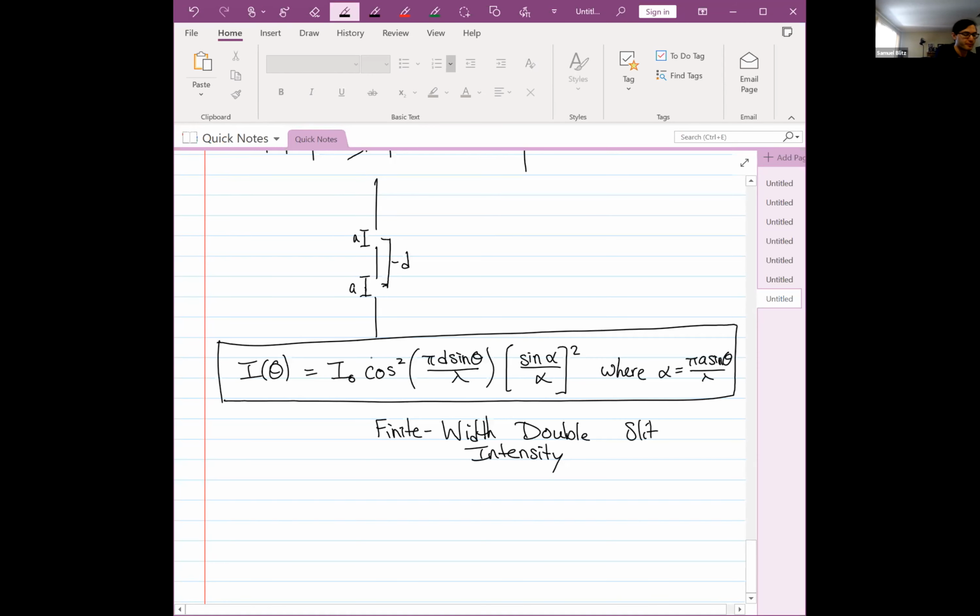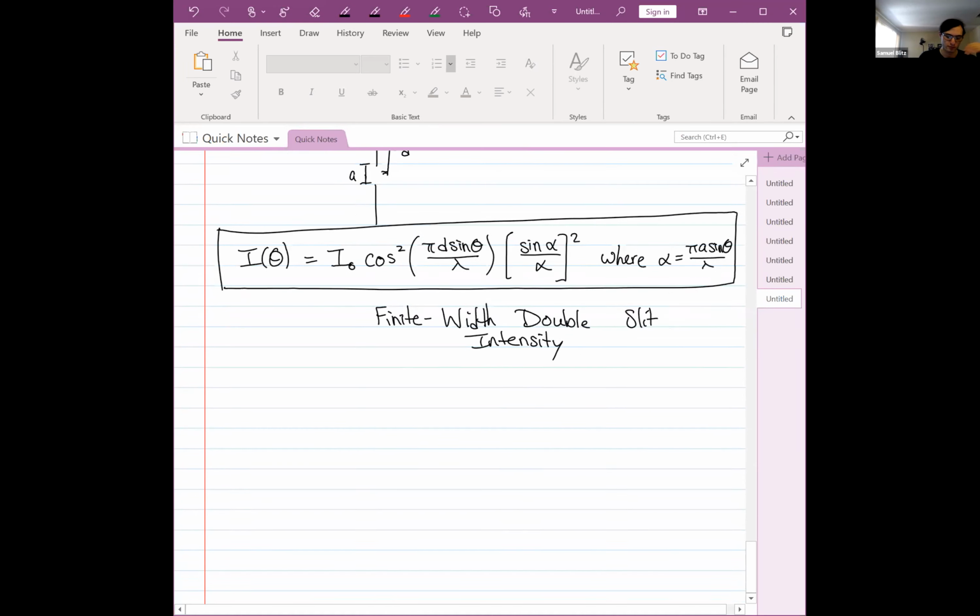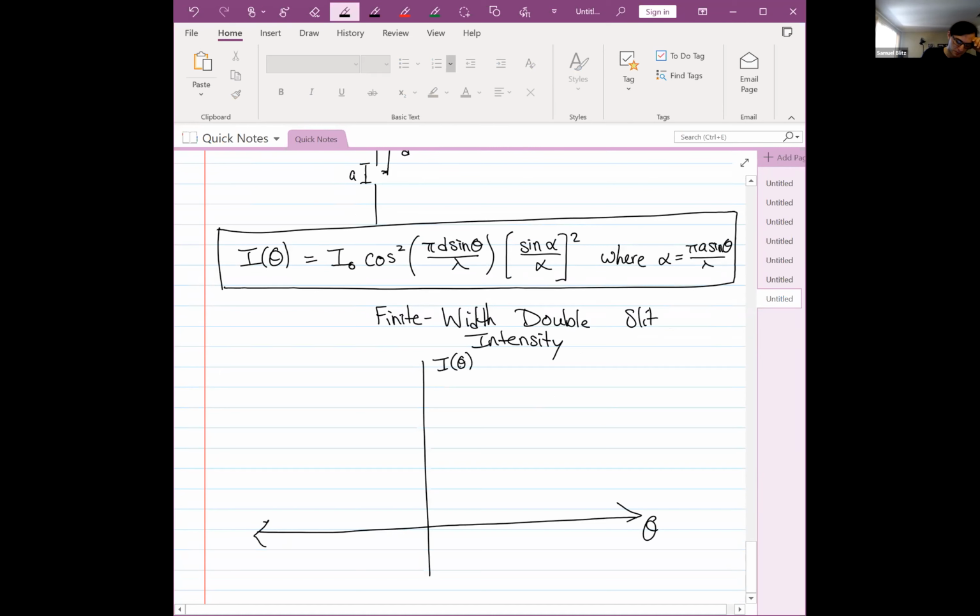So let me draw a picture. The picture of this double slit finite width intensity is going to be terrible, but I'll do my best. So there's a bright spot in the middle. Actually, let me draw the envelope. We can view this as an envelope surrounding a double slit. So this is what it would be if it was a single slit, right? It would be like that dotted line.